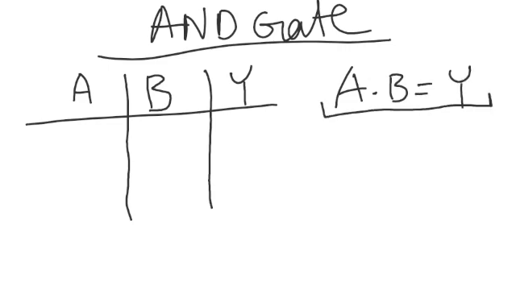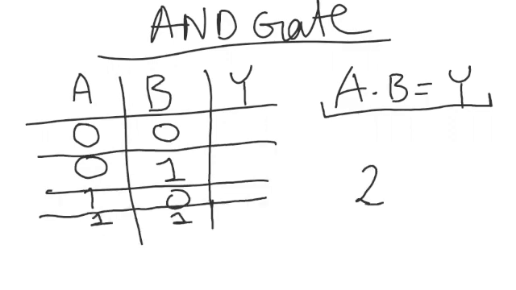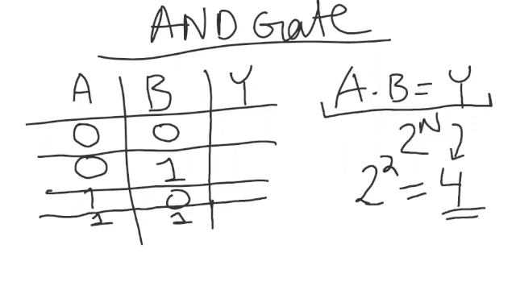For truth tables, you have to make sure the inputs are 0, 0, both the inputs are 0 for the first row. For the second row, it's going to be 0 and 1. Then for the third row, it's going to be 1, 0, and 1, 1. As there are two inputs, I'm going to write 2 to the power 2, which is 4. That makes me understand that I have to make 4 rows.